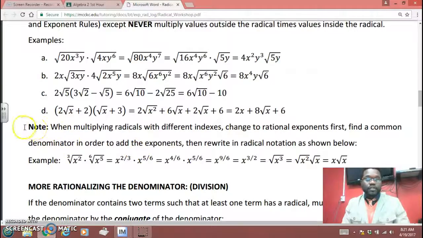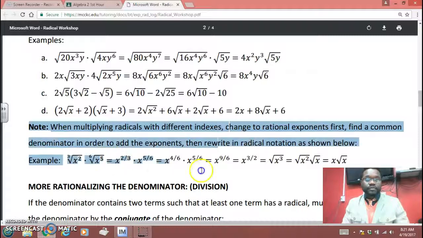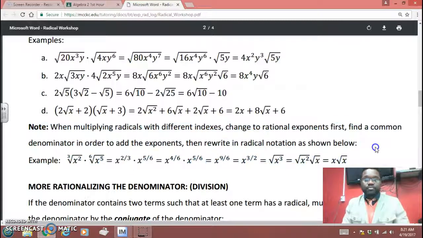Alright, I want y'all to make a note of this in your notes. These lines here, okay? It's important because that's what we're going to talk about. When multiplying radicals with different indexes, change to rational exponents first. Find a common denominator in order to add the exponents. Then rewrite the radical in radical notation, okay?